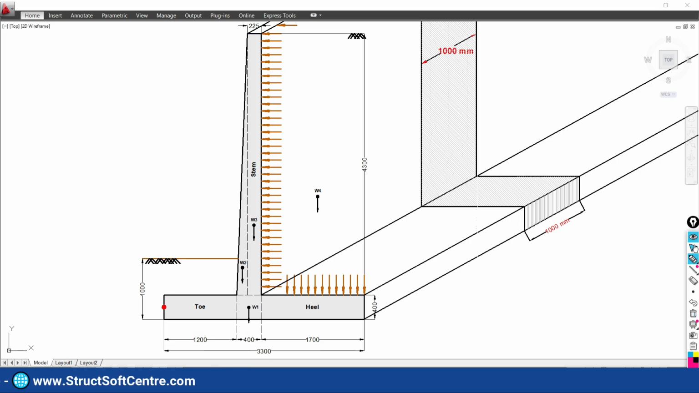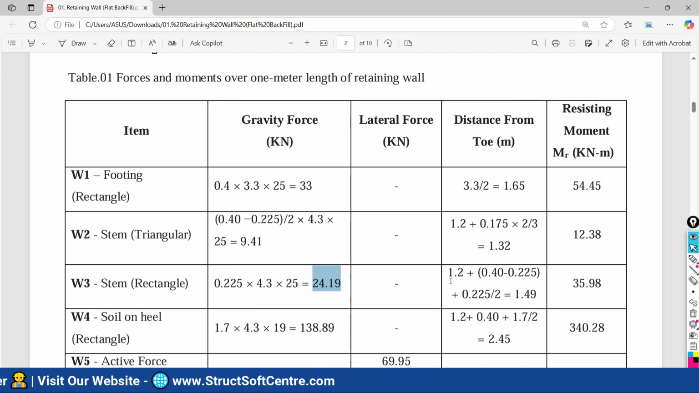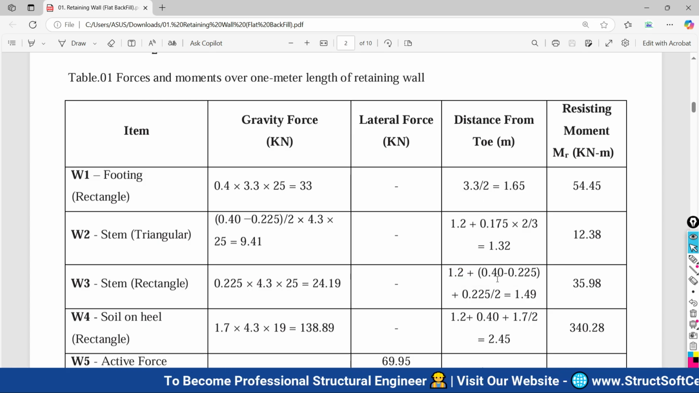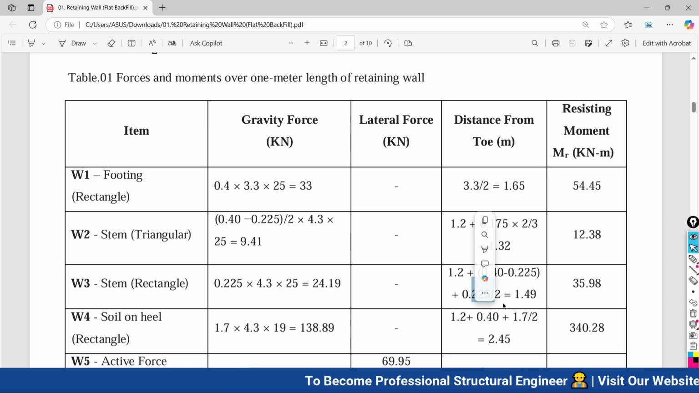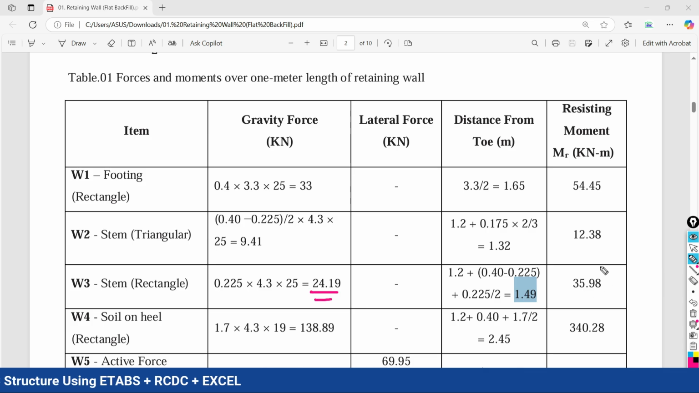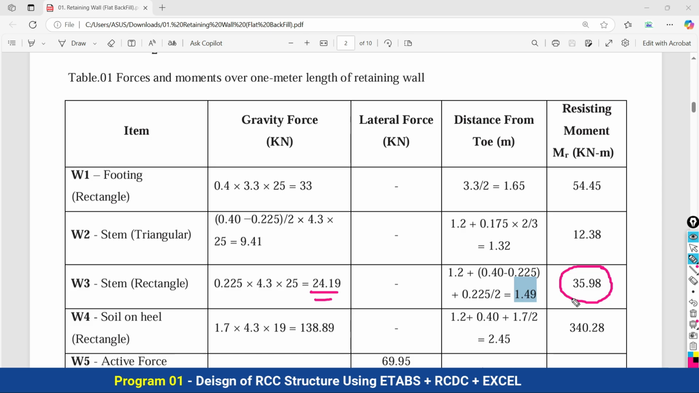So that I'm going to do here. Come back to the calculation. 1.2, 0.4 minus 0.225, so you will come to know 0.175, plus 225 divided by 2. So finally the centroid point from the toe is going to become 1.49. Now this 1.49 is going to be multiplied with 24.19, so finally coming to the value of 35.98 kilonewton meter.